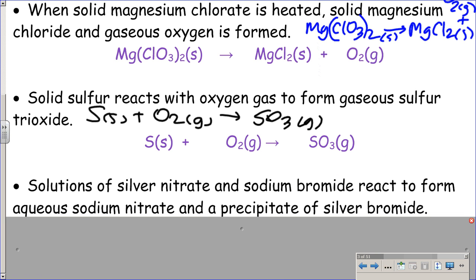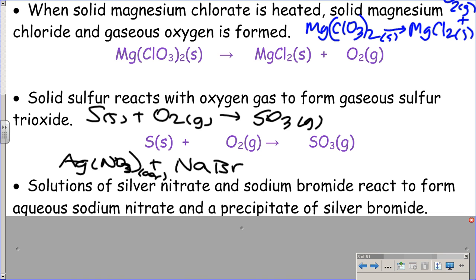Solutions of silver nitrate and sodium bromide react to form. I'll stop there. Giselle, pick up. Silver nitrate. Plus. Oh, AQ. Thank you. AQ. Plus. NaBr. Okay. Aqueous, right? Jamie. Form aqueous sodium nitrate and precipitate of silver bromide.